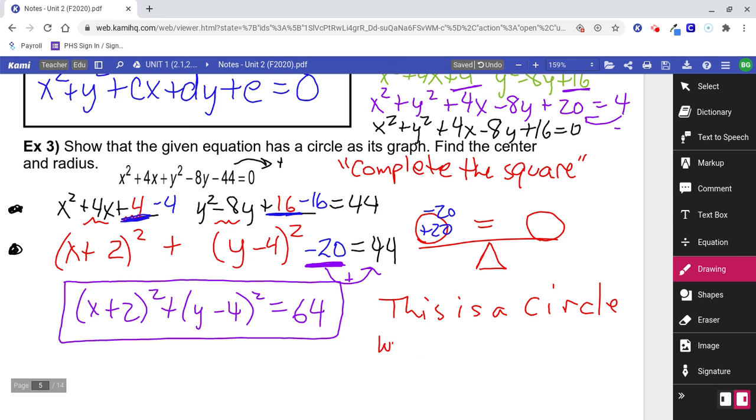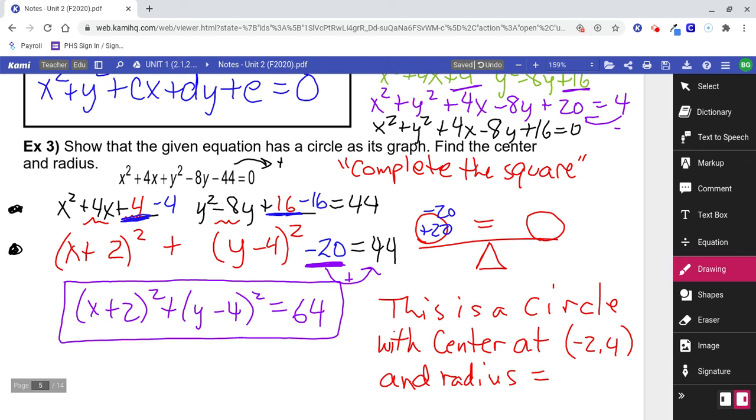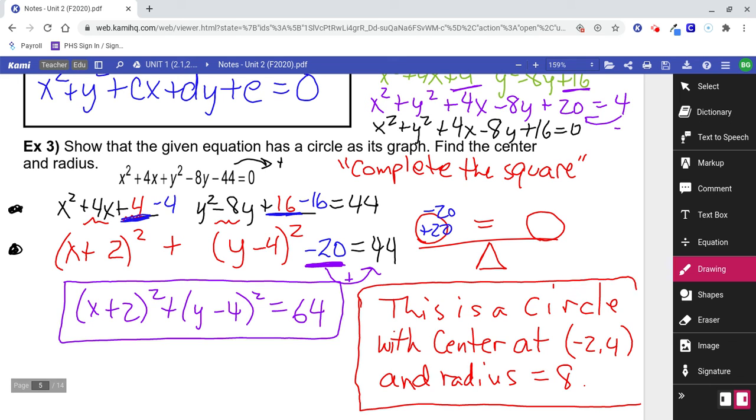Specifically, it has a center at what point? Where's the center? Negative 2, 4. Very good. And a radius equal to what? 8. Exactly. The square root of 64 is 8. This is a circle with center at negative 2, 4 and a radius of 8.